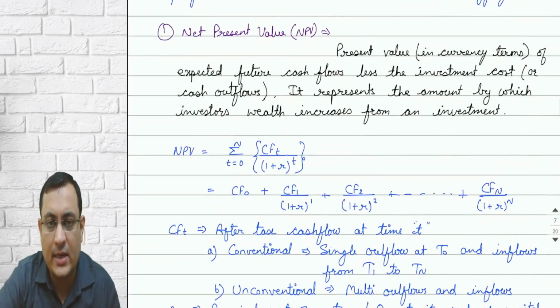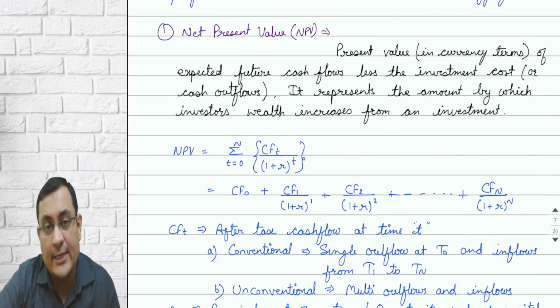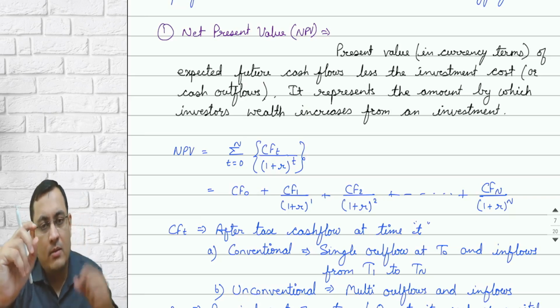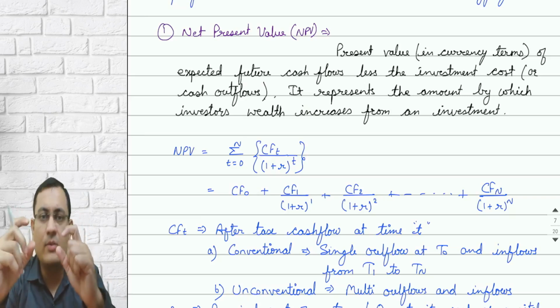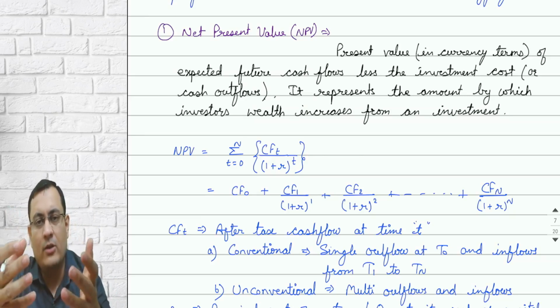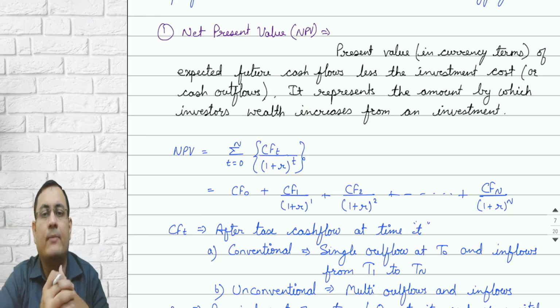Next, let's start with the NPV technique. Now what is the NPV technique? NPV, as the name says, is net present value. Net means something got deducted from something else. So net present value for me is what I am receiving minus what I have to pay.